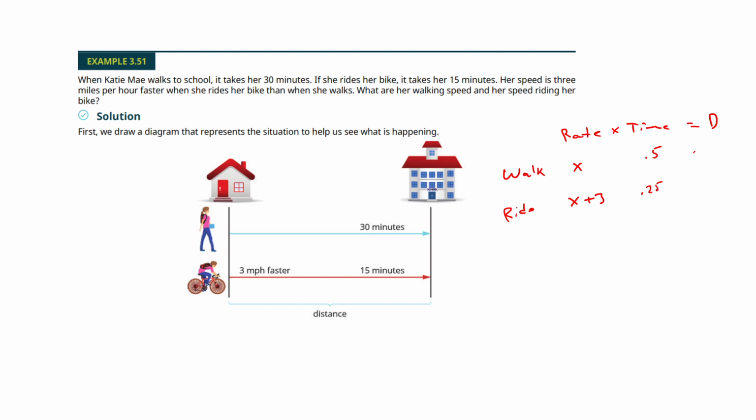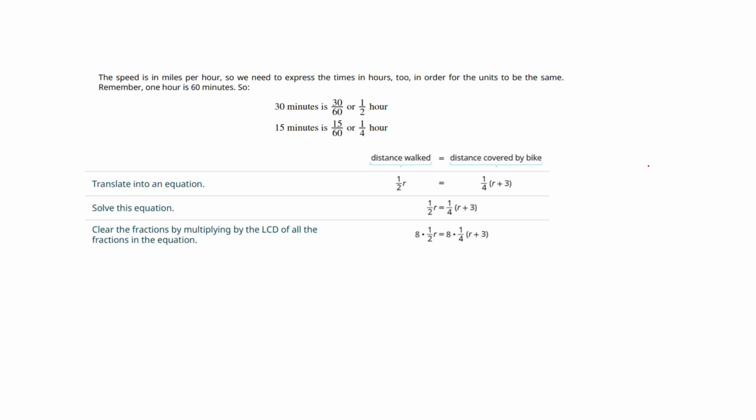Okay, so now we're going to fill in our distance column just by multiplying across like we did in the last video. Now, she has gone the same distance each time. So I'm looking at the distance column and I need to make an equation. She's traveling the same distance each way, so I can do 0.5x equals 0.25 times x plus 3. So this is pretty similar to what we did before. The only thing that changed here is I have to set up the times so that they're in hours, and they were given in minutes, so I have to convert that.